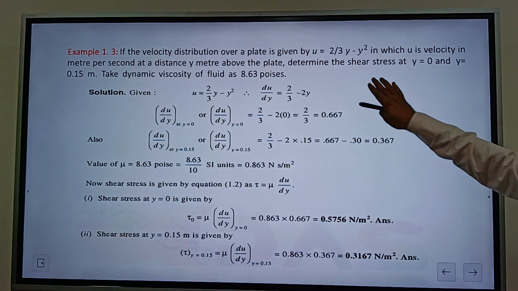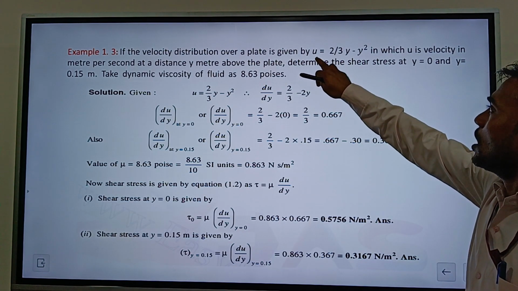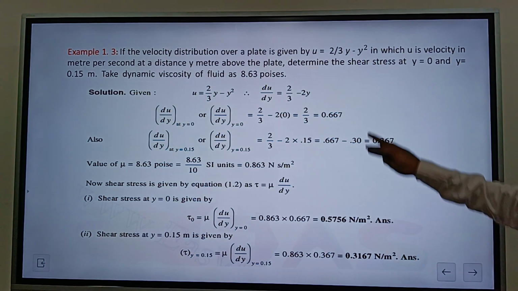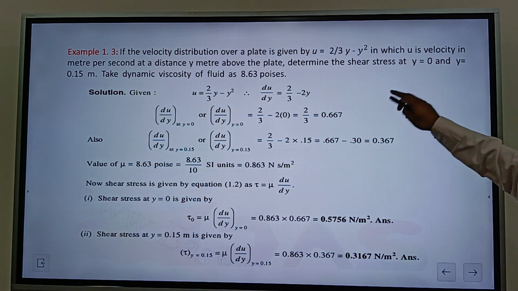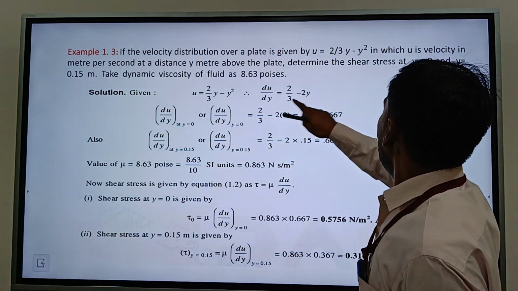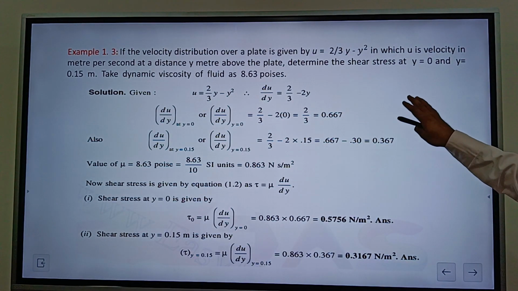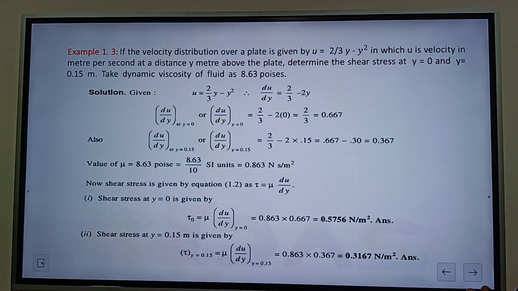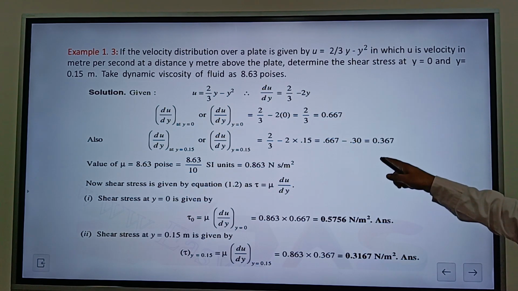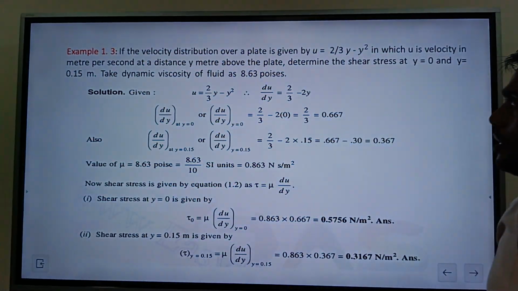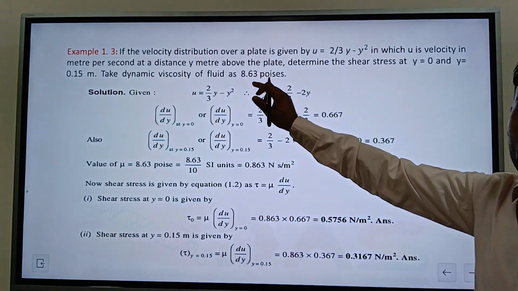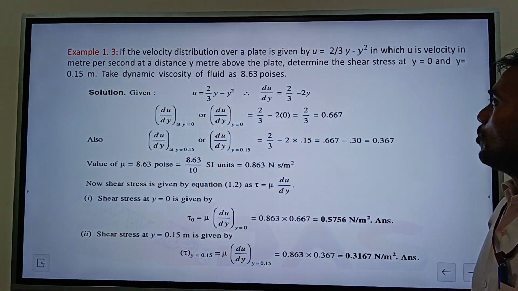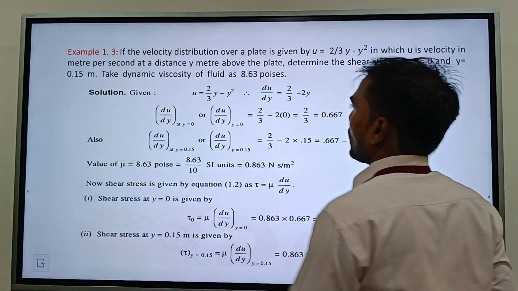So in this question, a general equation governing the motion is given: u equal to 2/3 y minus y square. The shear stress at different points has to be calculated. For example, shear stress at y equal to 0 and y equal to 0.15 meter has to be calculated, where the coefficient of dynamic viscosity mu is already given as 8.63 poise. So let us solve this problem.